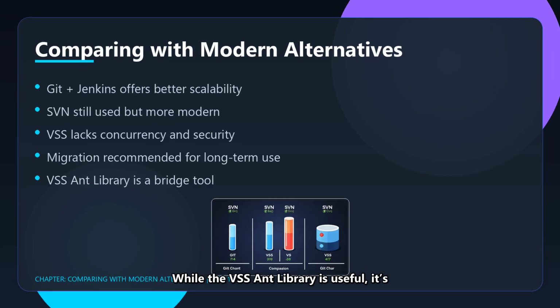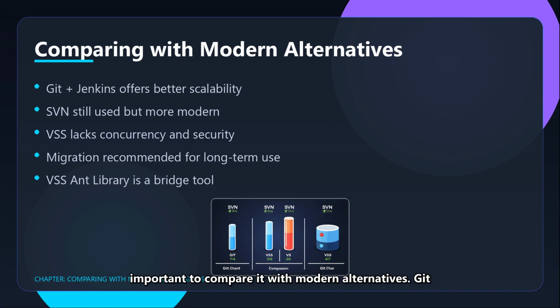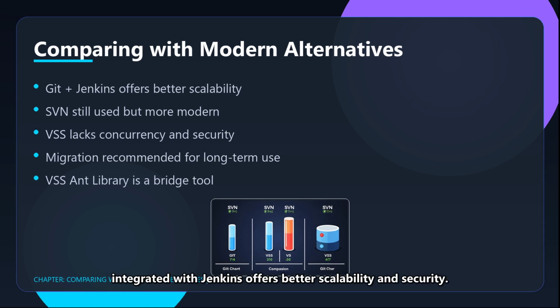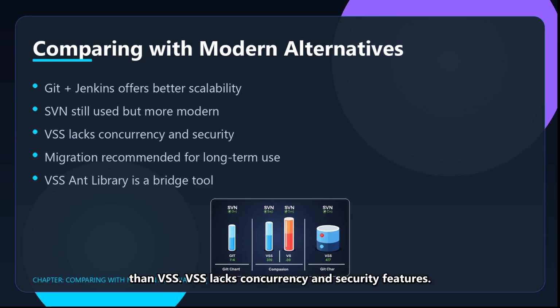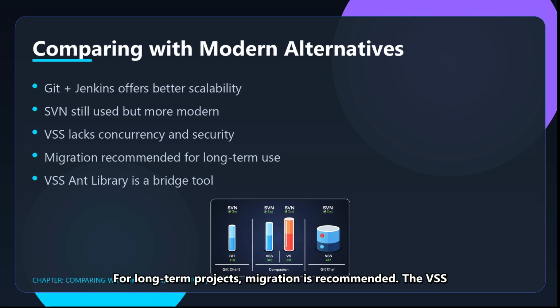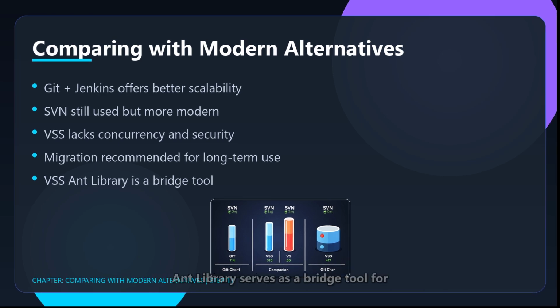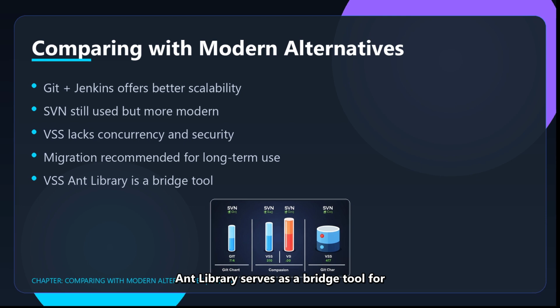While the VSS Ant library is useful, it's important to compare it with modern alternatives. Git integrated with Jenkins offers better scalability and security. SVN is still used but is more modern than VSS. VSS lacks concurrency and security features. For long-term projects, migration is recommended. The VSS Ant library serves as a bridge tool for those still transitioning.